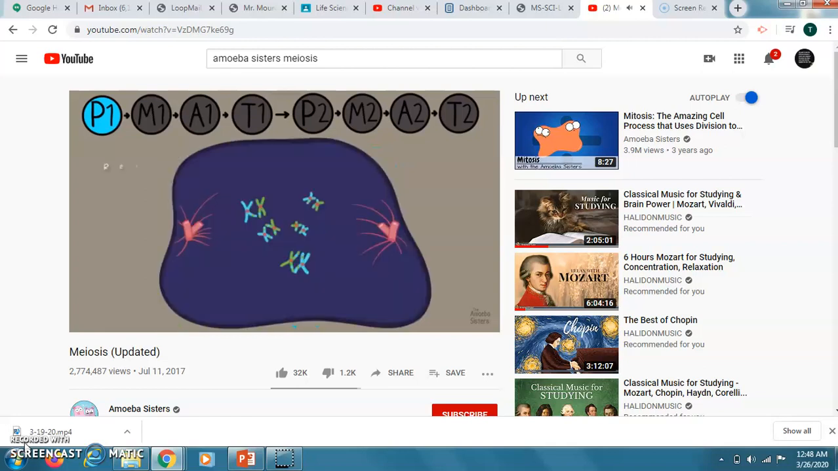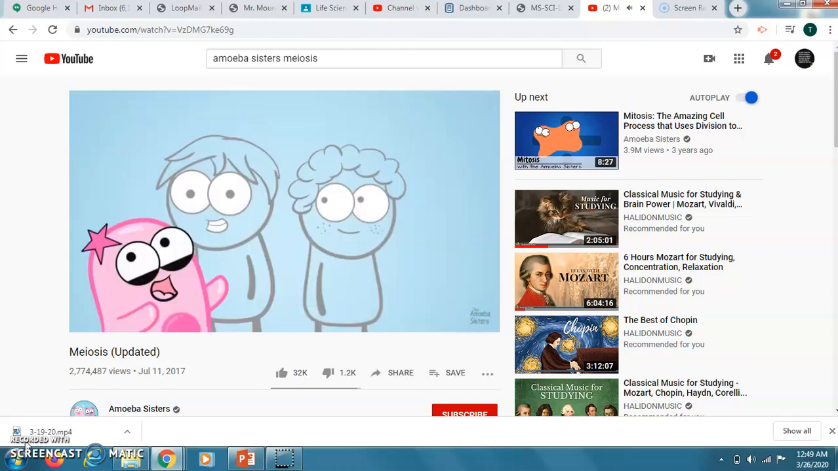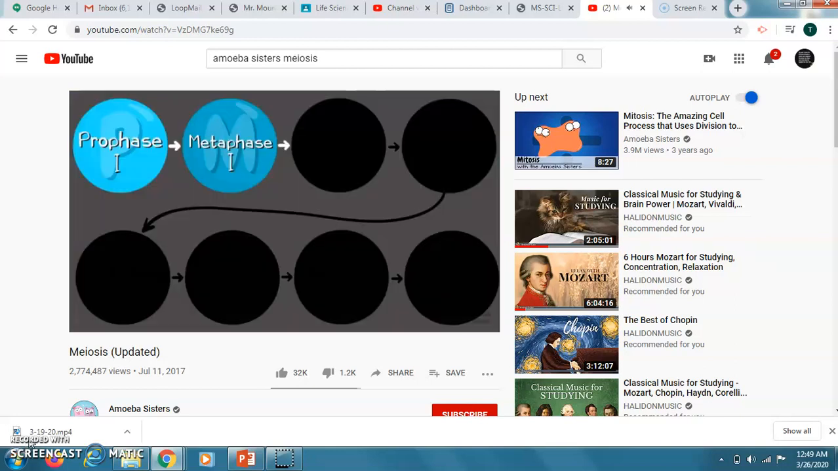It makes for what we call recombinant chromosomes, which can eventually contribute to the variety that we were mentioning, that siblings can have even when they have the same parents. More about that later. Now we move into metaphase 1.